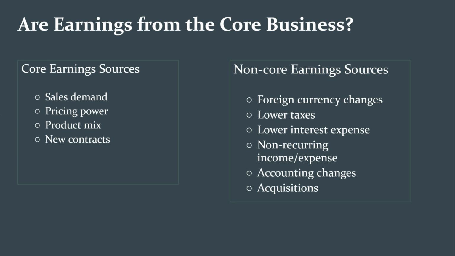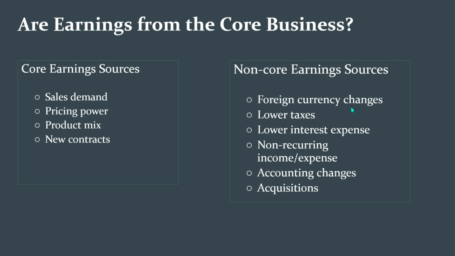First question, are earnings from the core business? Now, core sources of earnings include your normal sales demand for your product or service, pricing power, being able to change the price of your products, product mix, selling different types of products, and getting new contracts. These are all sources of earnings from the core operations of the company.